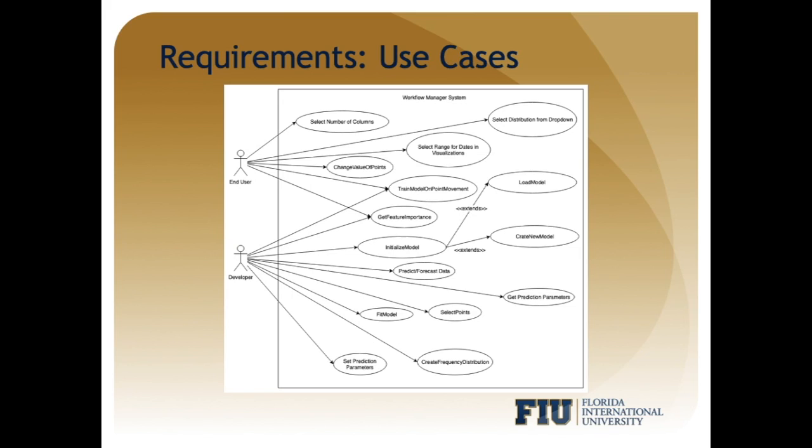We also have get feature importance for the models that deal with multivariate analysis, such as the random forest model and the vector autoregression model. We also have other use cases for changing the value of the points, selecting the range for dates in the visualizations, and selecting distributions from a drop-down menu.